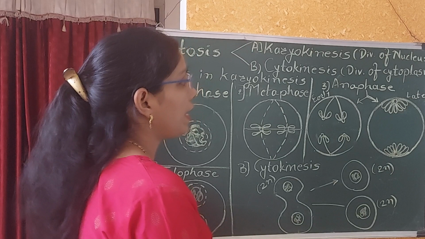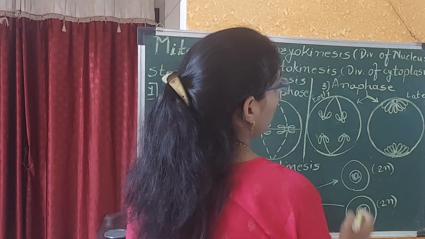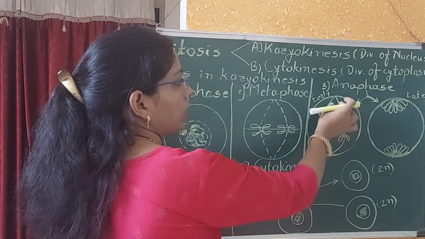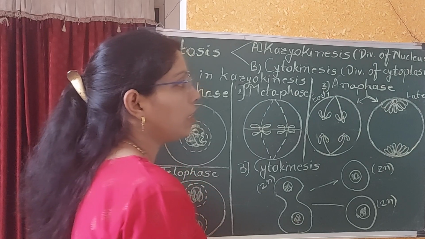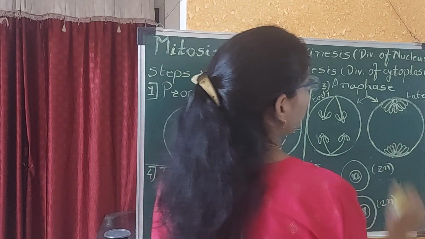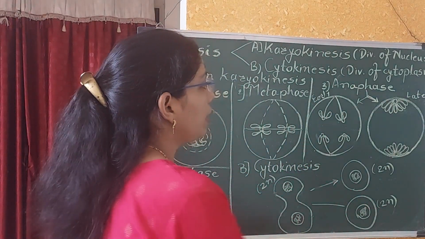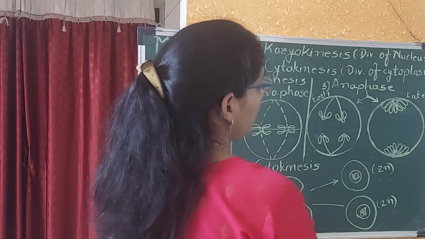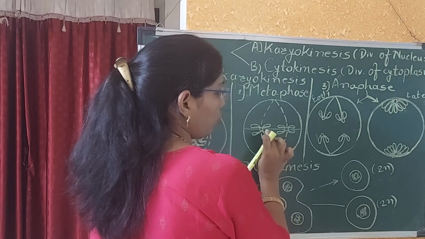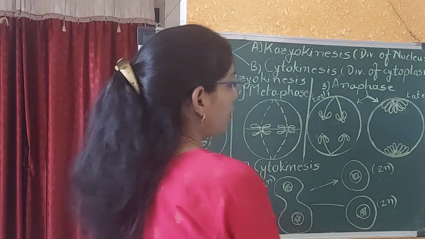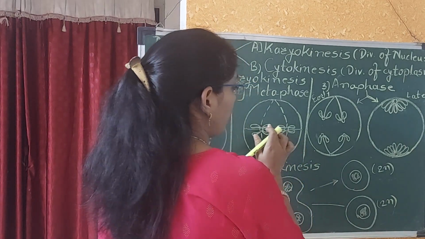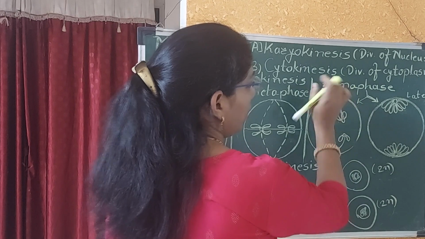So what happens in anaphase? Now these spindle fibers carry the chromosomes away from the equatorial plane towards the opposite poles of the cell. So ana means away. In early anaphase, the spindle fibers contract, and the separation of the chromosome from the centromere takes place.